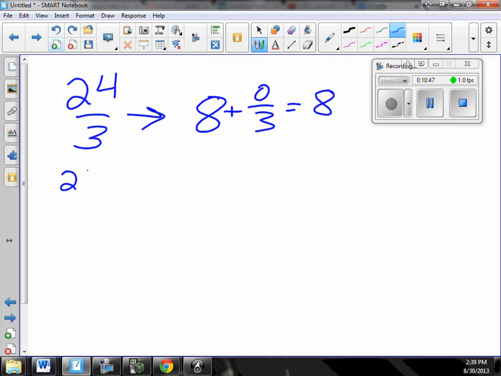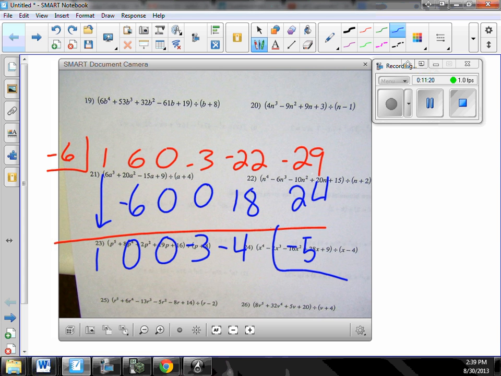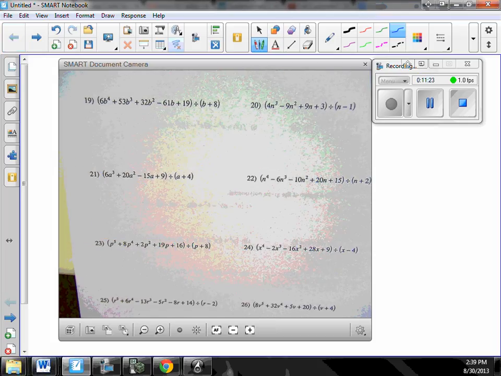Well, if I did 24 sevenths, now let's do 24 elevenths. So this turned into a mixed number is 2 and 2 elevenths. It went in 2 times remainder 2. So on the back side of this worksheet, we're just turning these into mixed numbers, basically.